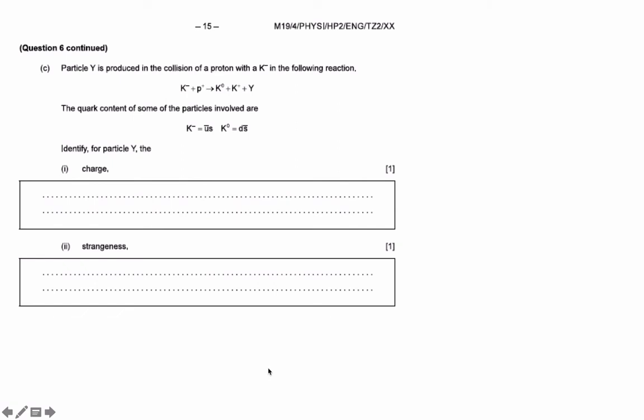All right. Okay, particle Y is produced in the collision of a proton with a kaon minus in the following reaction, right? The quark content of some of the particles involved are this, right? Now, what you got to realize is that the K plus is an antiparticle of this. So the K plus, its composition is up anti-strange. Okay, these guys are antiparticles of each other, and I missed that, so I didn't get that right.